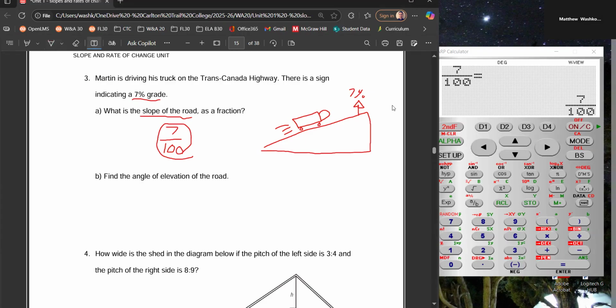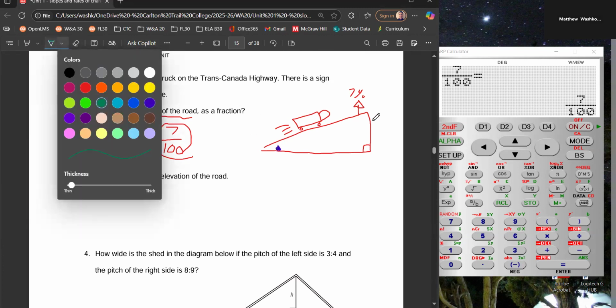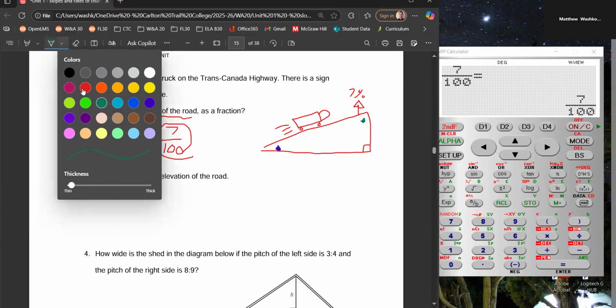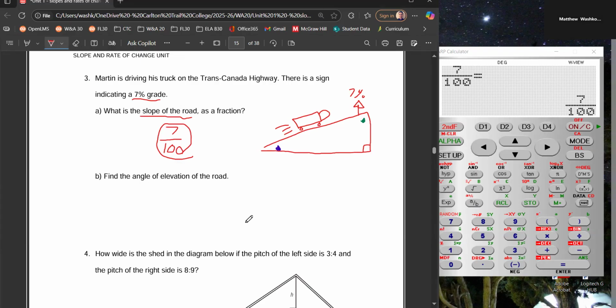Now the next one here wants to find the angle of elevation of the road. So this is my right angle here. Does that mean I'm trying to find the blue angle or the green angle? Well, let's think about this for a second. I want you to imagine that there's 2 people. Don't draw this, but there's 2 people. This is a tall building. I have a person at the top, and I have a person at the bottom.